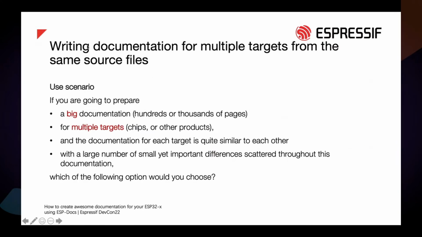First, writing documentation for multiple targets from the same source files. Let me first ask you a question. If you are going to prepare a big documentation, let's say hundreds or thousands of pages for multiple targets, or chips or other products, and the documentation for each target is quite similar to each other, with a large number of small yet important differences scattered throughout this documentation, which of the following options would you choose?